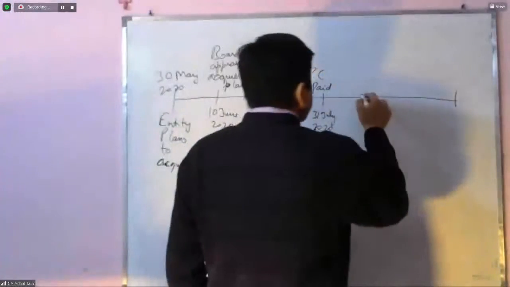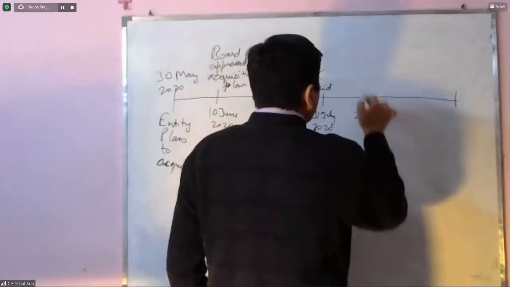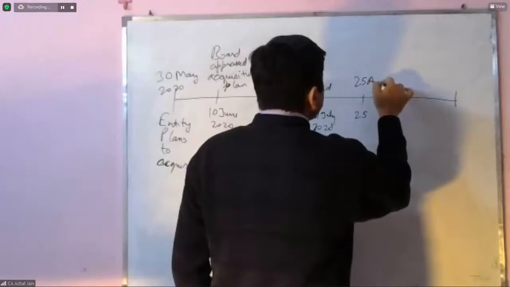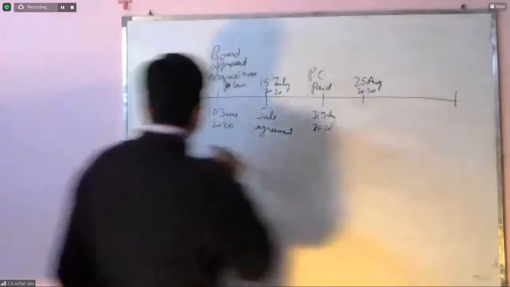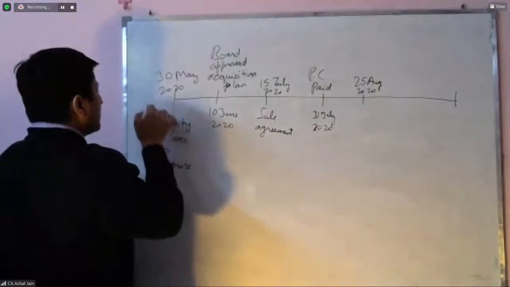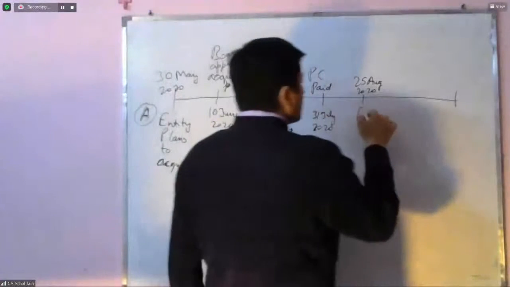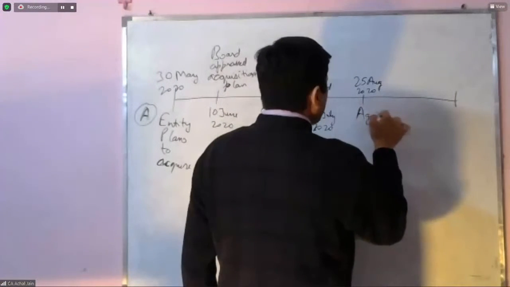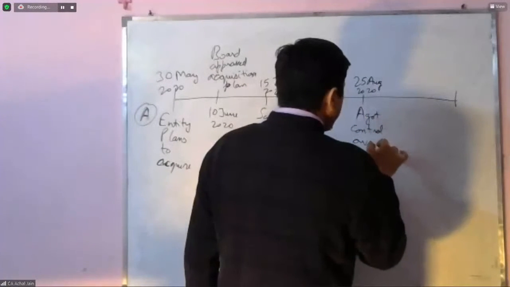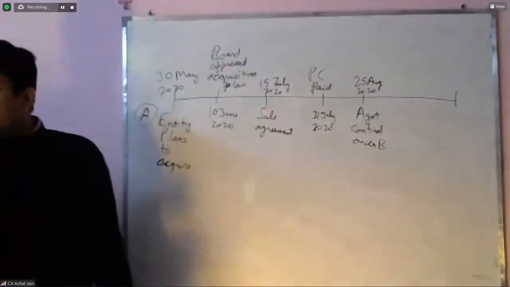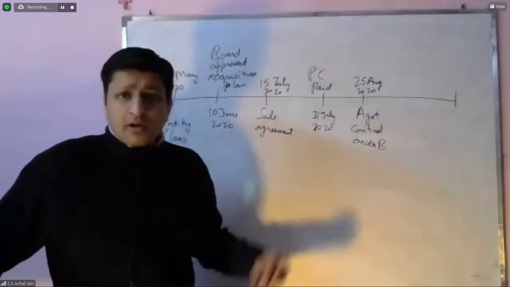Let's suppose on 25th of August 2020, this company entity, I'm calling this as A, got control over B. Let's suppose B is the entity which has been acquired by A. So A got control over B on 25th of August.